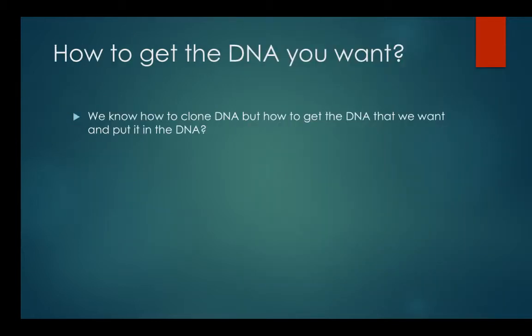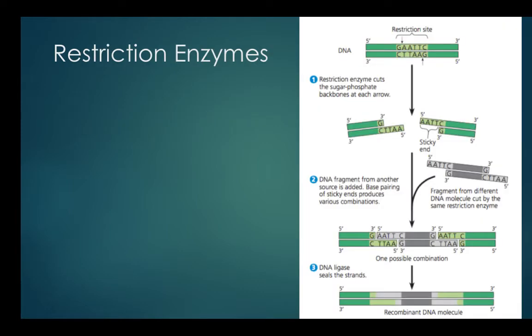So now you know that we can clone DNA to get the DNA we want, but how are we actually going to get DNA copies and see what kind of proteins are made? But how do we know what kind of DNA we're going to get? Well, the trick here is another thing called a restriction enzyme.